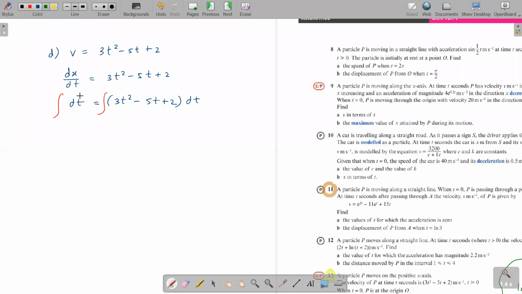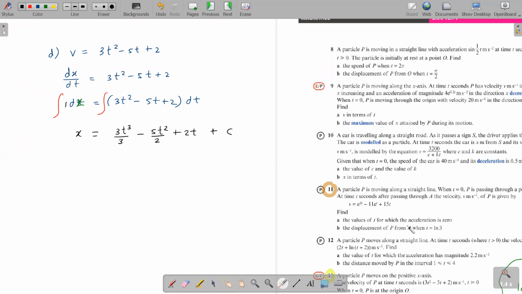This side is dx, right? I'm sorry, integrating this side dx, dt I remove to the other side. Do you agree with me? So when you integrate the one with respect to dx, what do you get? You get x, right? 3t square when you integrate is 3t cube over 3, minus 5t square over 2, plus 2t, and don't forget the plus c because now I'm not putting any limits.